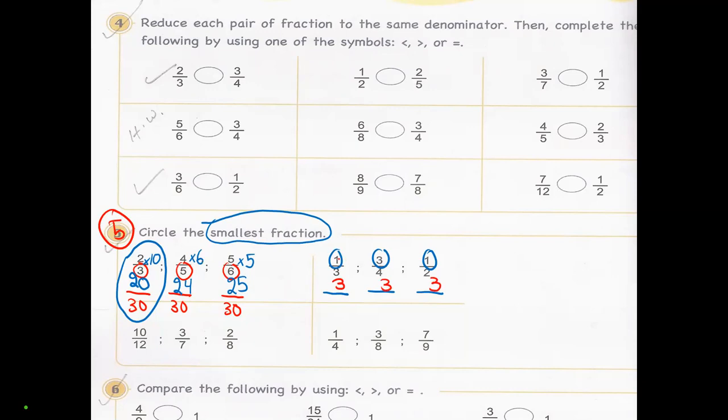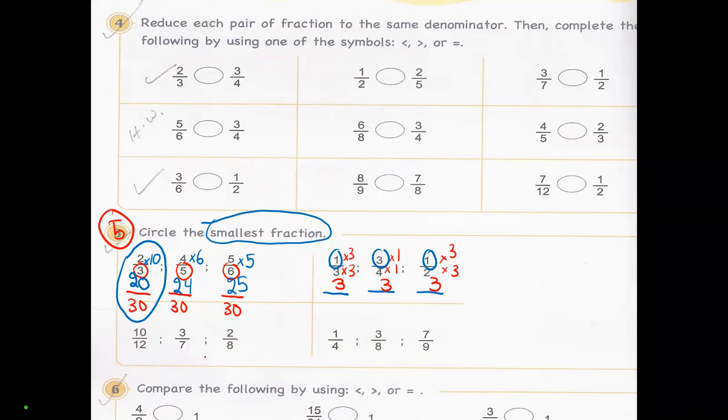Now, before I copy the denominators, 3, 4, 2, we should multiply. In table 1, Jawad, which number gives us 3? 1 times 3. So we have to multiply by 3. Then in table 3, which number gives us 3? Multiply by 1. Times 1. In table 1, which number gives us 3? 3. Multiply by 3.